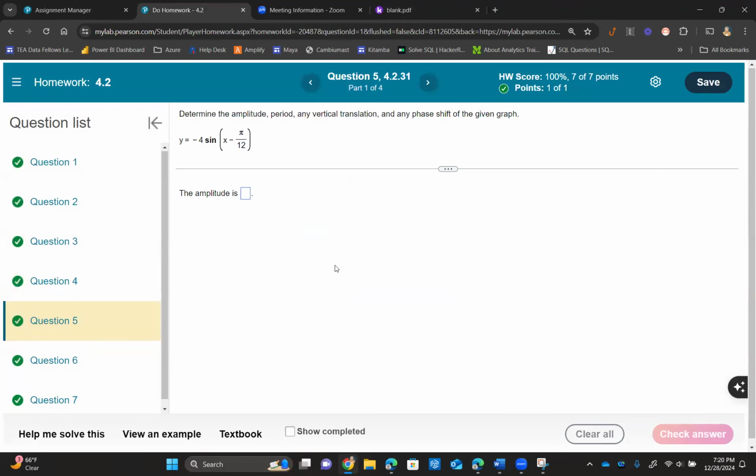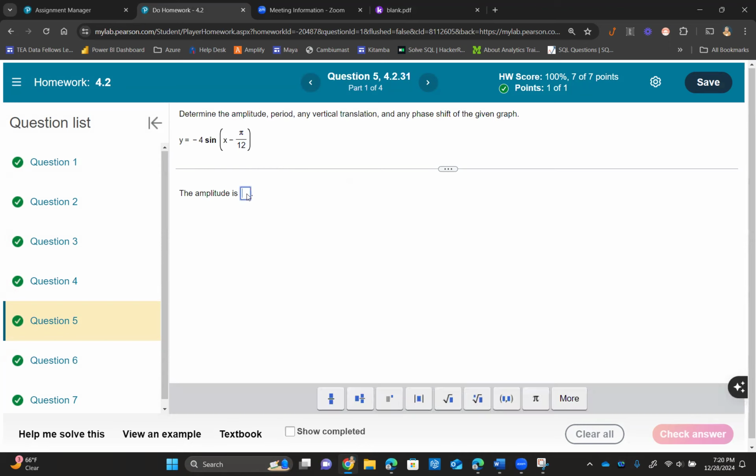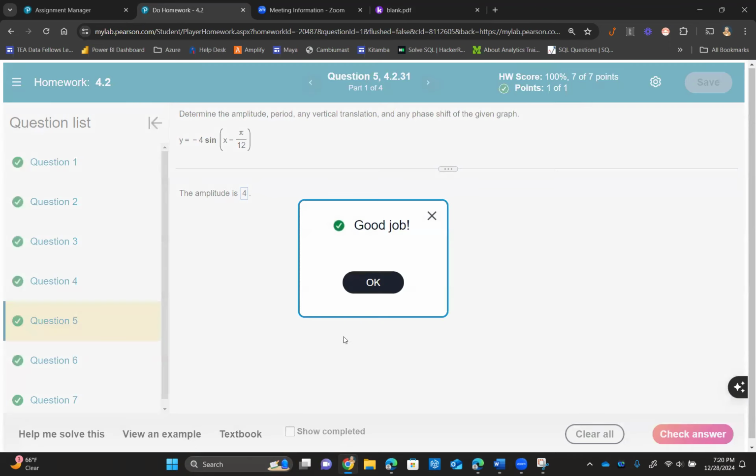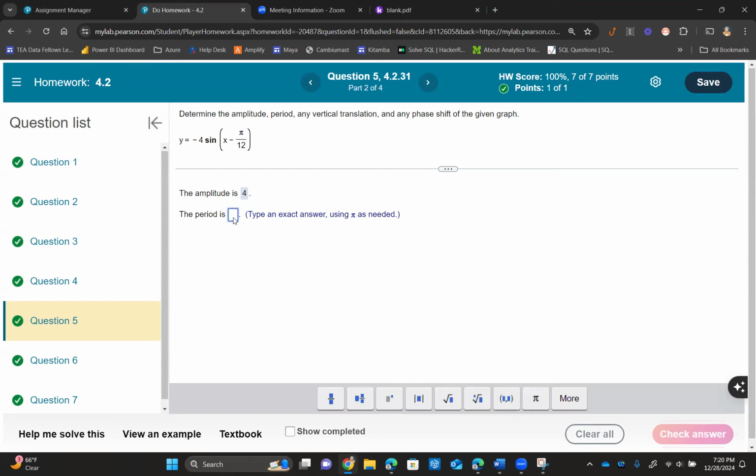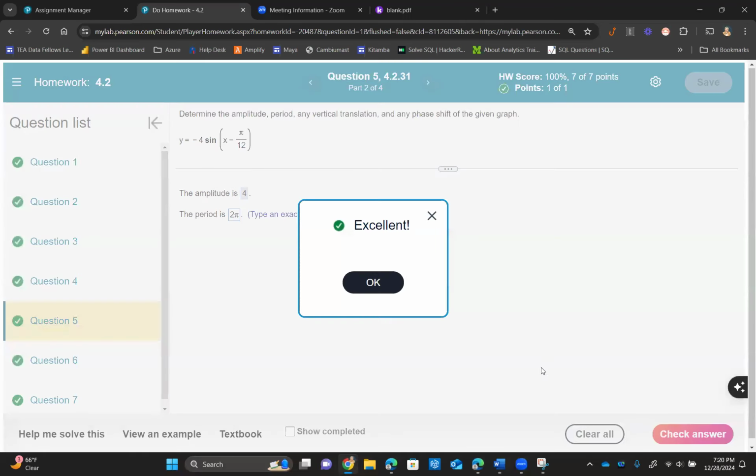For question 5, it's asking us to find the amplitude, period, and any vertical translation and phase shift if it is possible. Amplitude is the absolute value of -4, which is +4, and that's how I locate the amplitude. I don't need to factor this one because x is already alone. So we have 1x, so period will be calculated 2 pi divided by 1, which is just 2 pi, which is the same period as the original sine x curve.